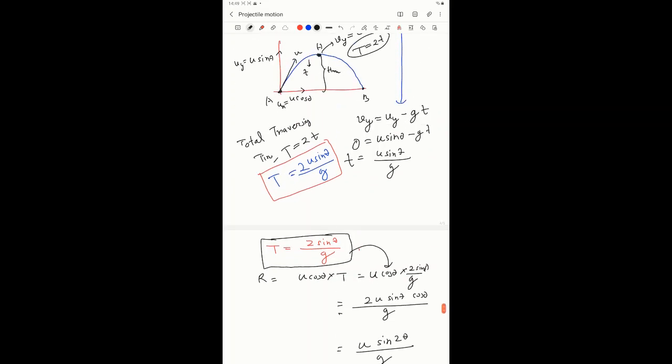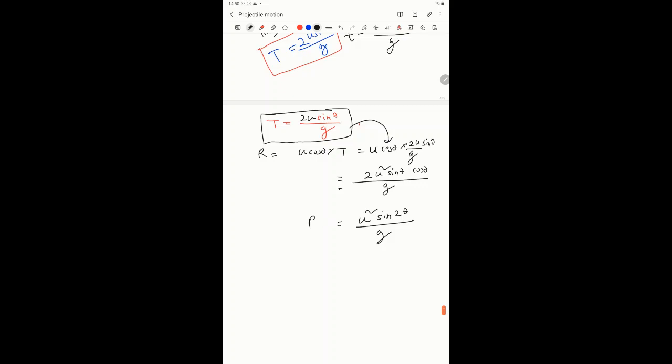Sorry, this will be 2u. So it will be 2u square sine theta cos theta by g, and since 2 sine theta cos theta is sine 2 theta, the range will be u square sine 2 theta by g.